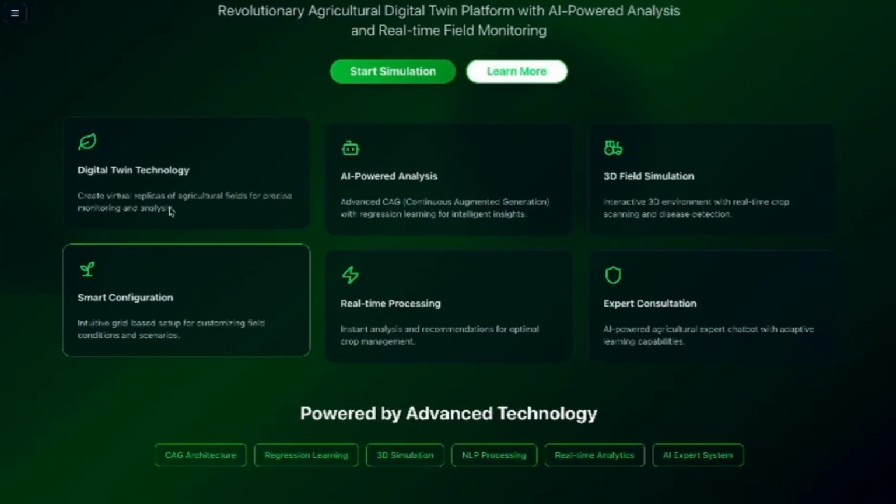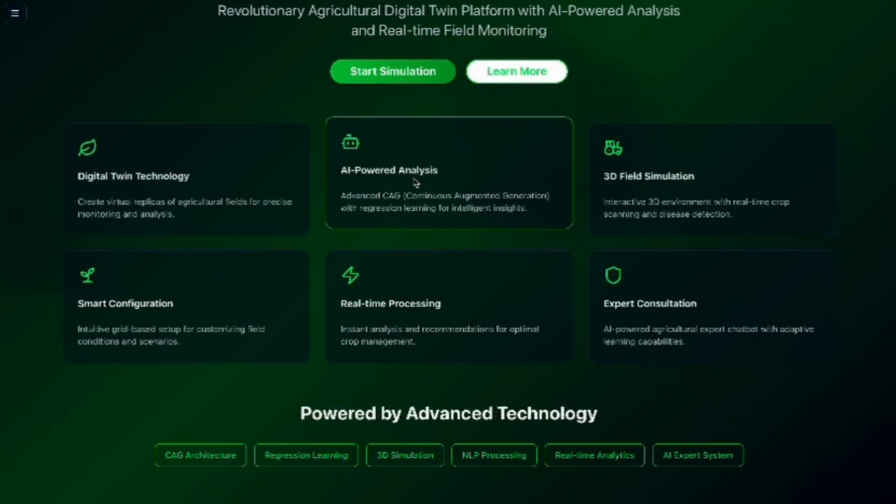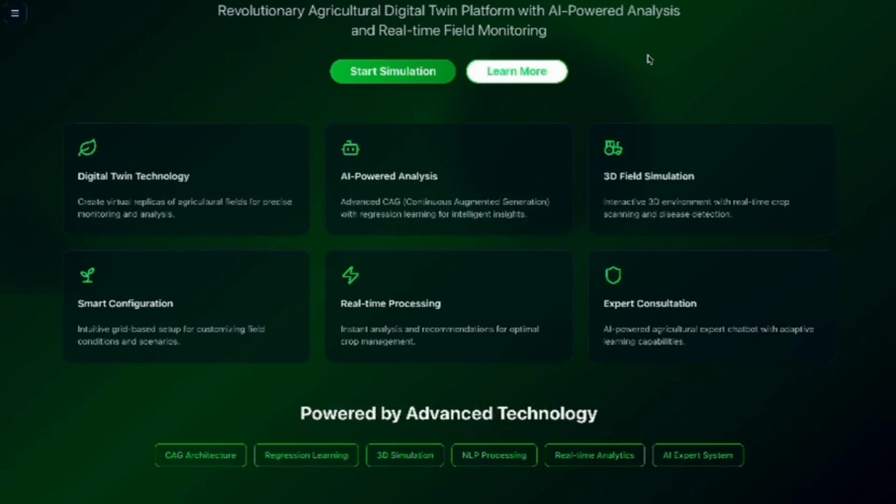First is digital twin technology, as we discussed, and AI-powered analysis, in which at the end we'll deploy a chatbot through which a farmer can directly interact with the website or interface to know how his farm is going to be cultivated and how the yield is being produced, through AI-powered analysis. Then 3D field simulation, in which we simulate the physical thing we are planning to do as a 3D model in our interface.